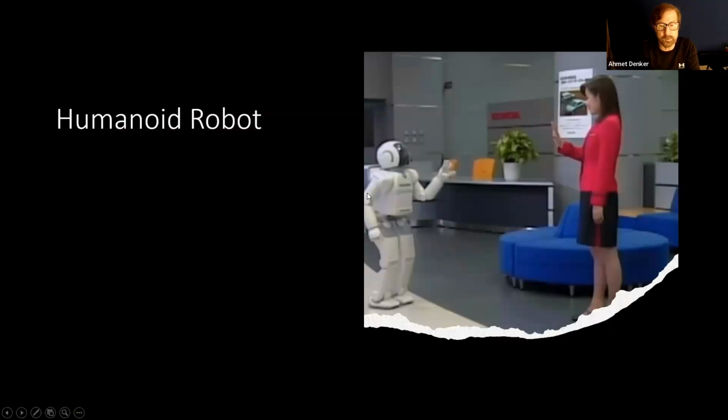So here you see a humanoid robot. It looks like a human being. Also, it has gestures like a human being. So it answers the gesture or the salute of the secretary in a company in Japan, and this is the Japanese robot, and you see it responds. This is the Honda robot. You can see the name Honda here. A Honda Asimo robot responds to a human being. So this is a humanoid robot.